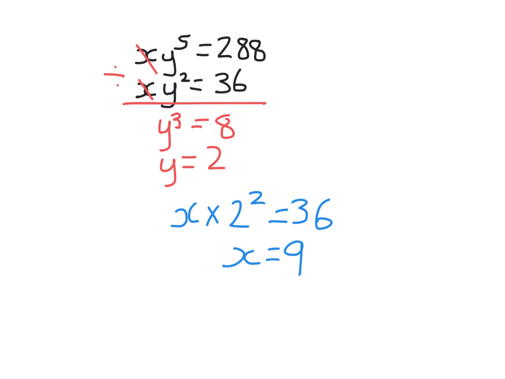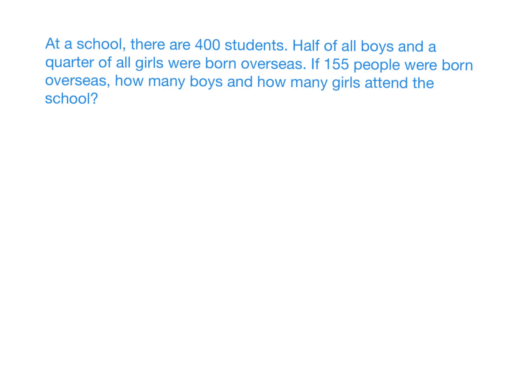All right, let's now look at a worded problem. So here we have 400 students, half of all boys and a quarter of all girls were born overseas, 155 people born overseas. We're going to calculate how many boys and how many girls attend the school. So this is a question for which we use simultaneous equations because we need to find two quantities at the same time. We need to find how many boys attend the school and how many girls. So we start by defining our variables. Let x be one of the things you want to find and y the other thing you want to find.